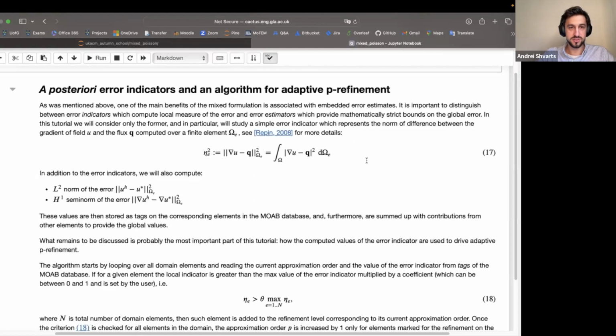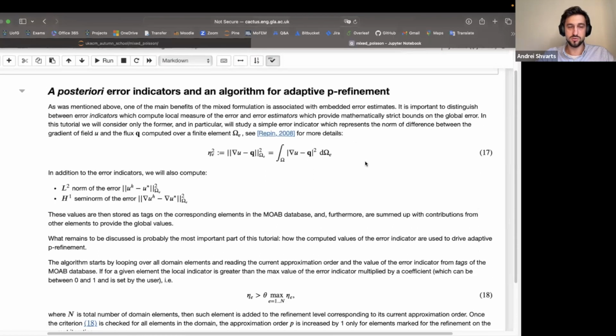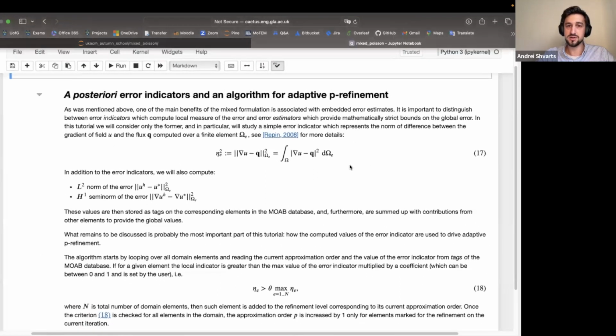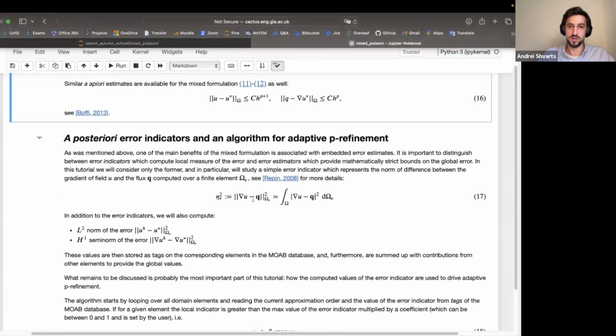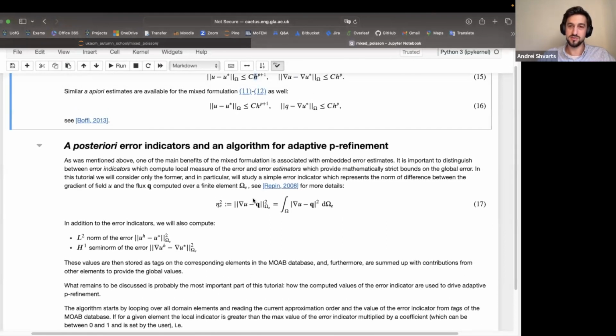But maybe what's more interesting for the purpose of this tutorial is to look into the a posteriori error indicators, because one of the main benefits of the weak formulation is the fact that it provides simple and easy to implement error indicators like this one, where we would consider the norm of the difference between the two fields that we find in our problem.